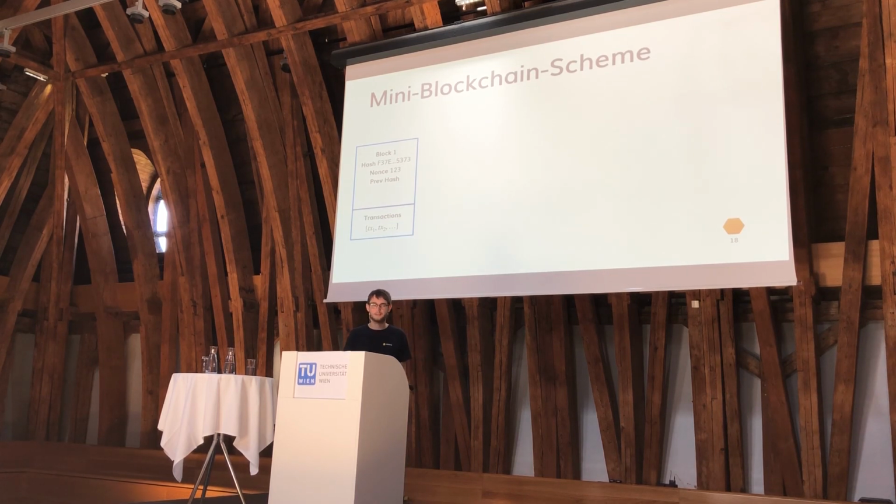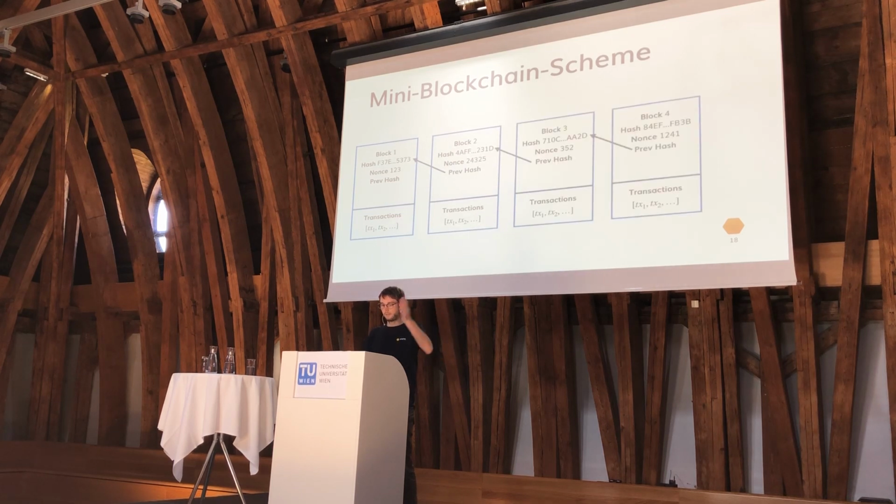So let's have a look at some normal blocks like they would occur in Bitcoin, for example. We have the header, the upper part here, which has a hash, a nonce, and a previous hash. And we have the body of the blocks, which contains the transactions. This chain of blocks is basically how it looks in Bitcoin. In Ethereum, and also in the mini blockchain scheme, you have an additional field in this header: the accounts root. It's basically a commitment, a hash, to the list of balances in the system.